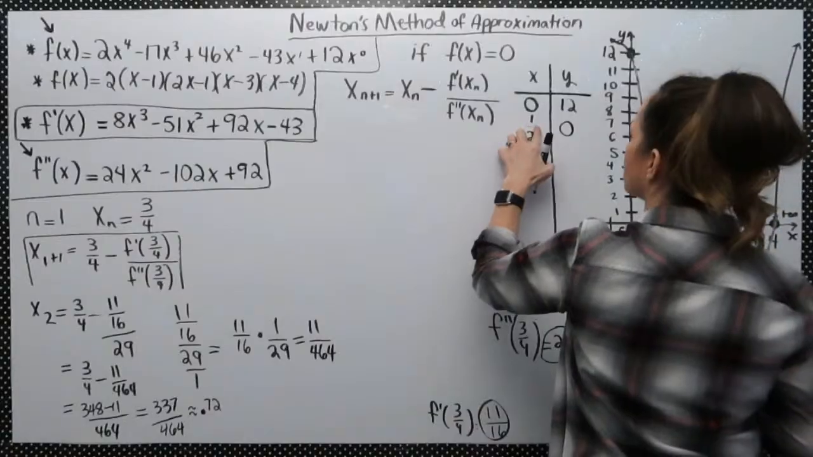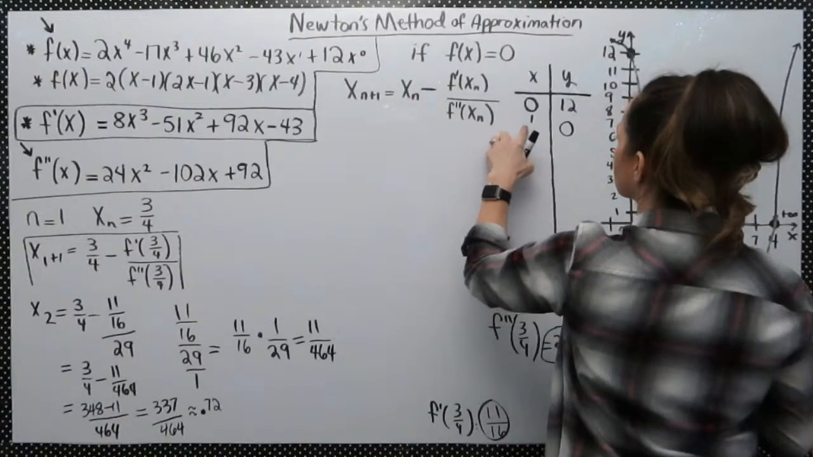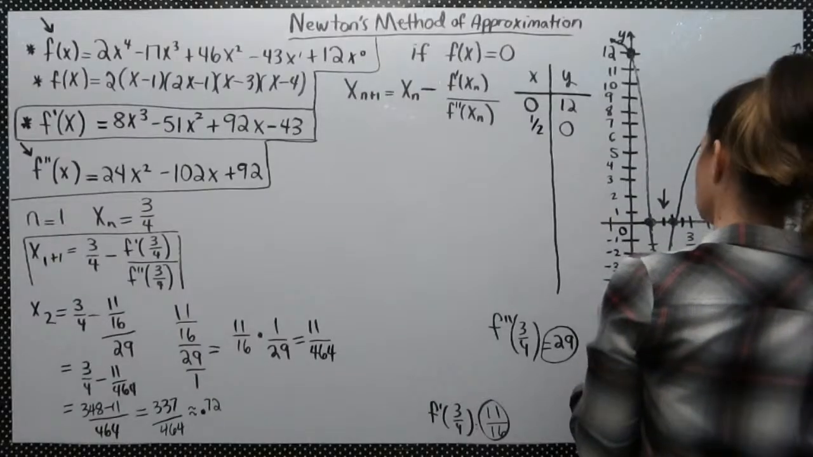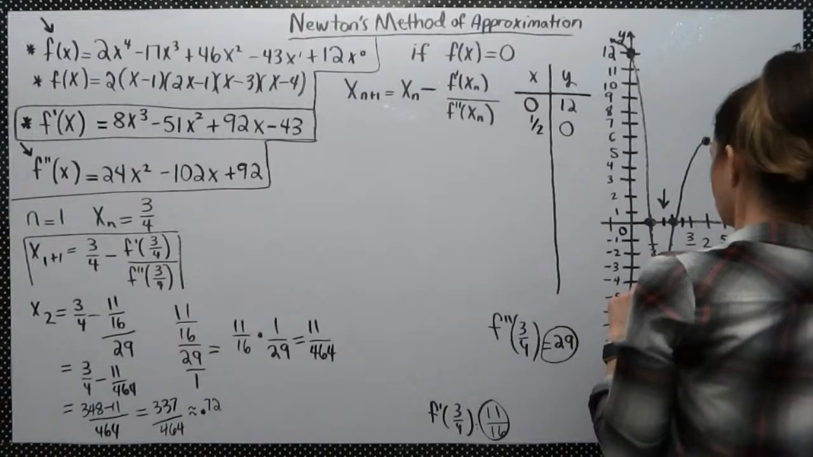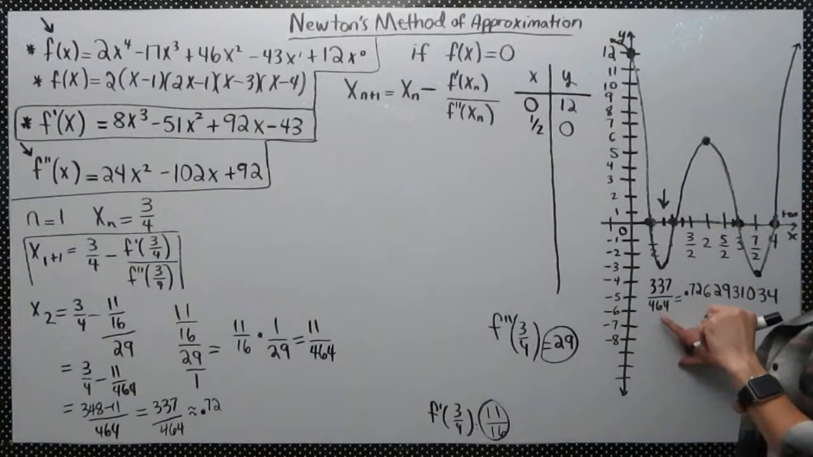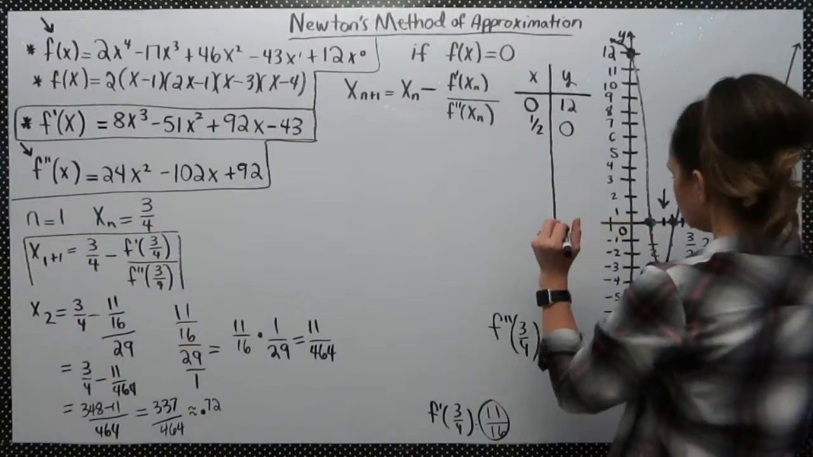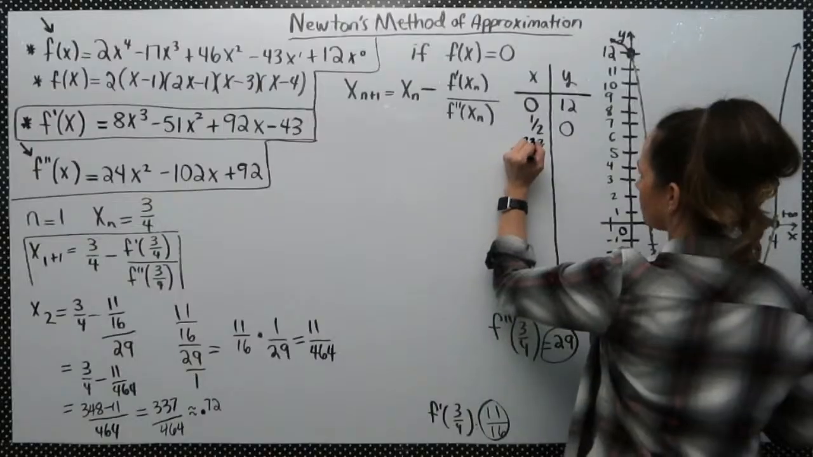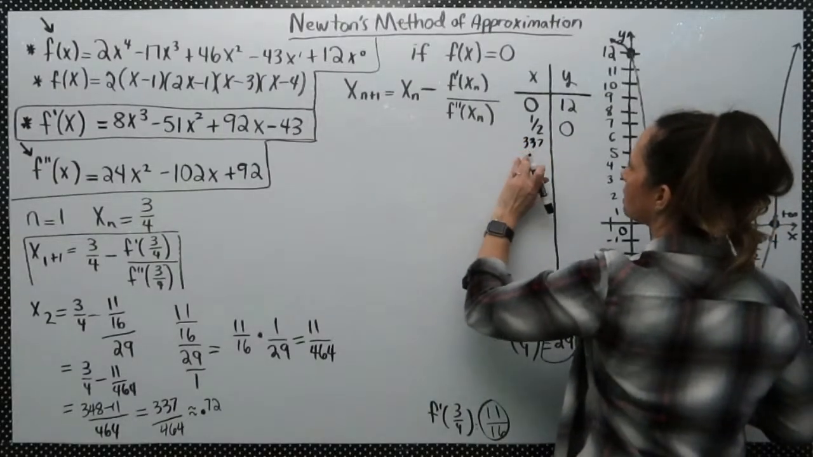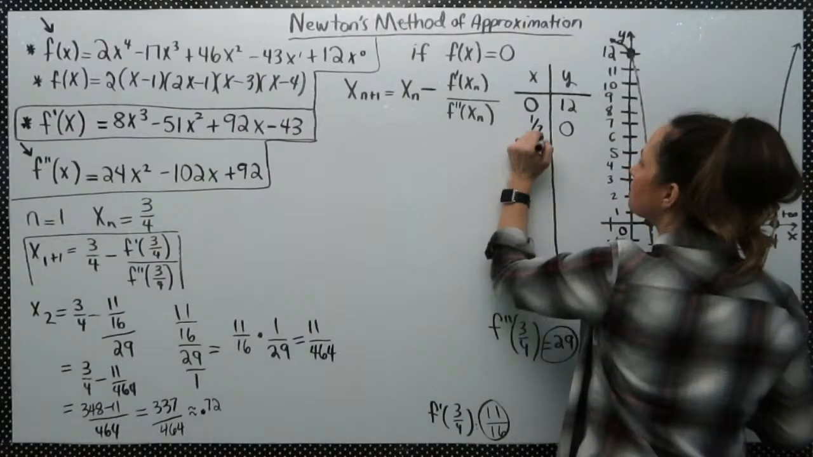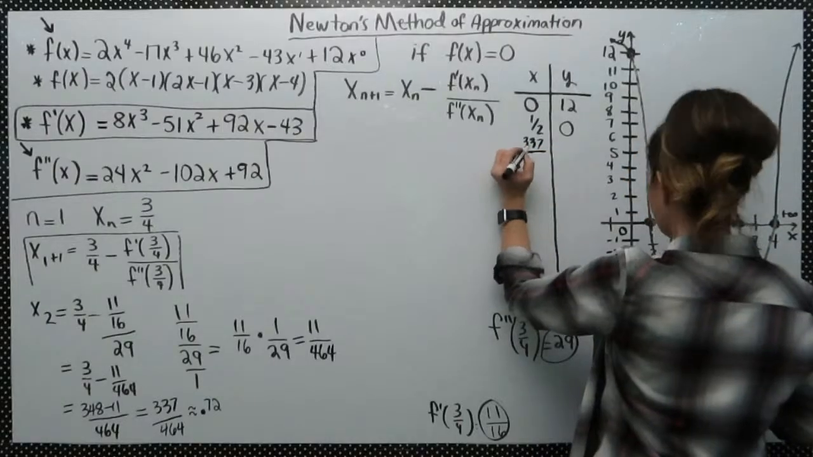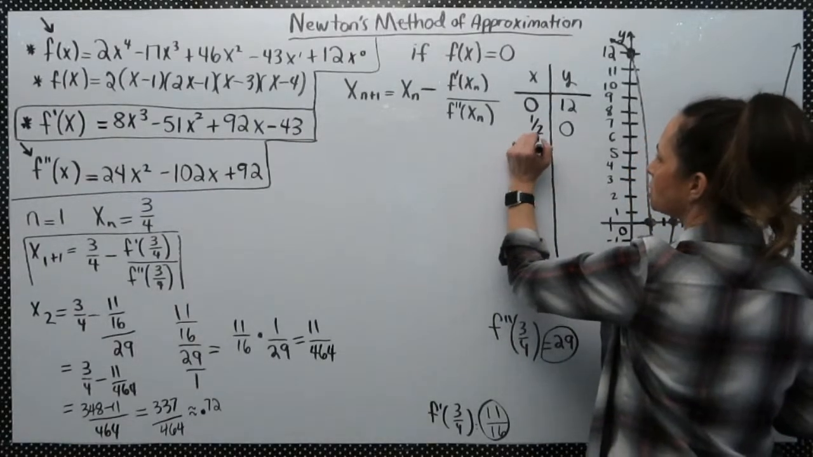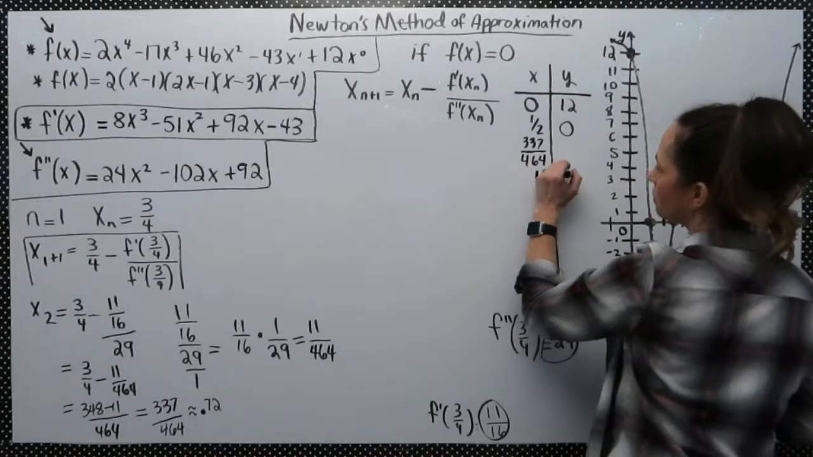I'm going to see if I can write this a little bit smaller. 1/2. And then we want something in between 1/2 and 1, so we're going to put this one in here. 337 over 464. I'm not going to be able to, it's too big. 337 over 464. And we want to check that, and that's real close to 1, and 1's back to 0.